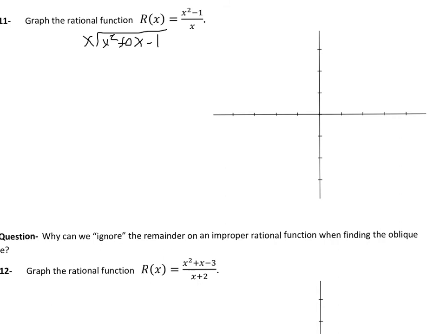Okay? All right, so x times what is x squared? x times x is x squared. That goes away. Bring down 0x. Okay, we're done. It's x. So y equals x is our oblique asymptote.